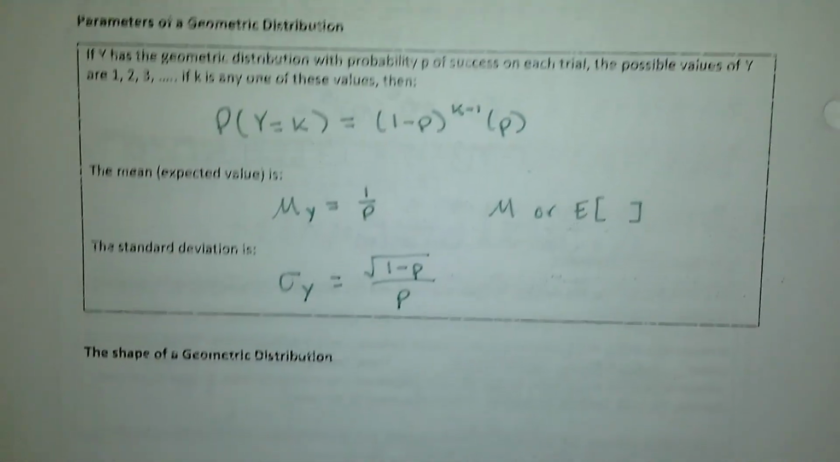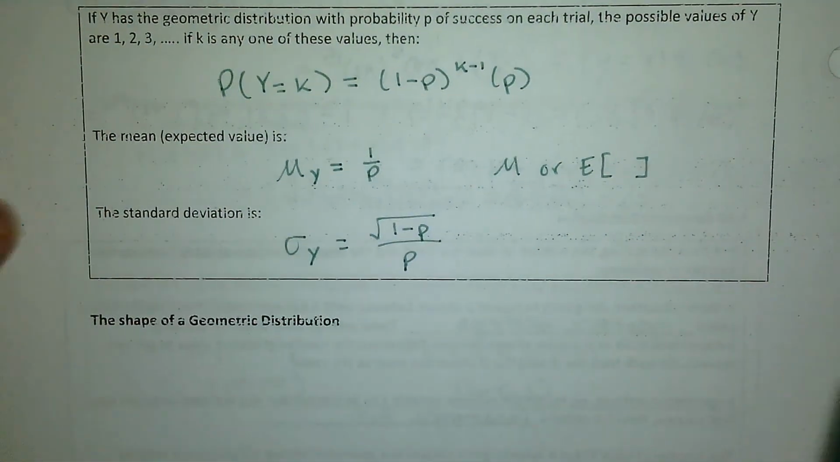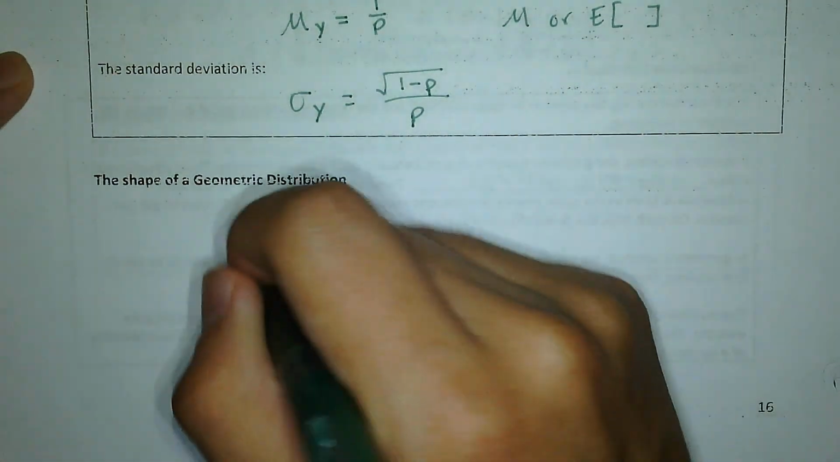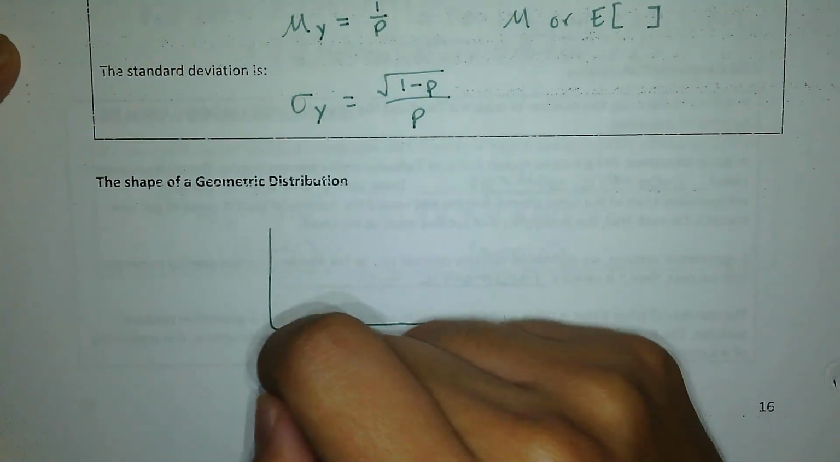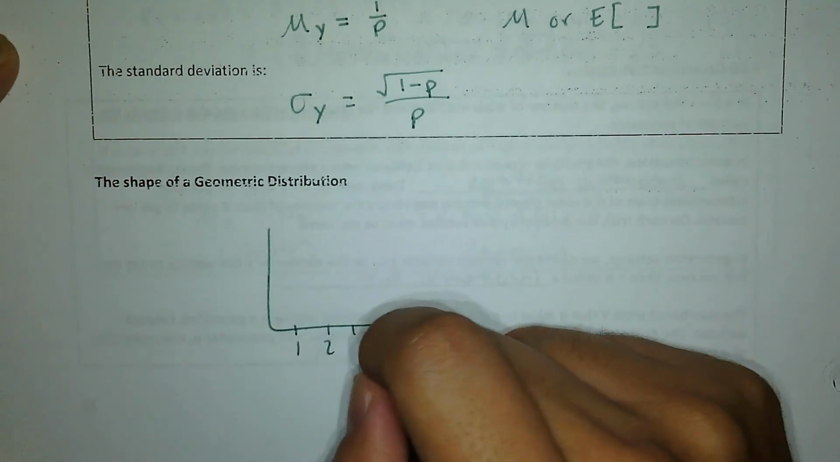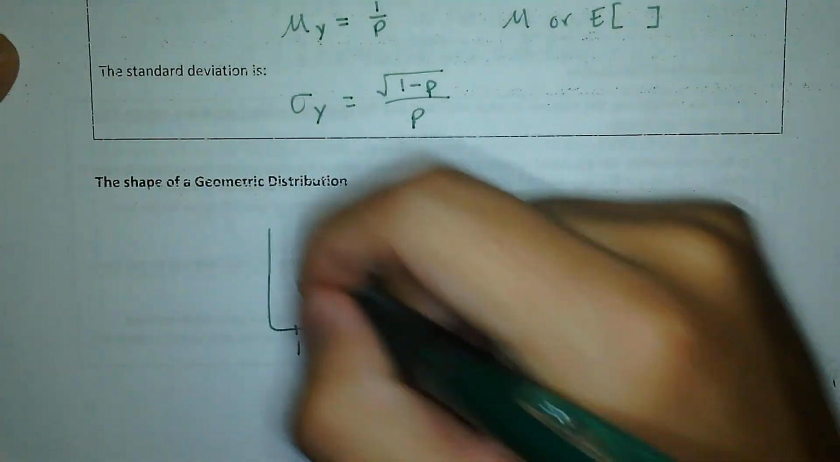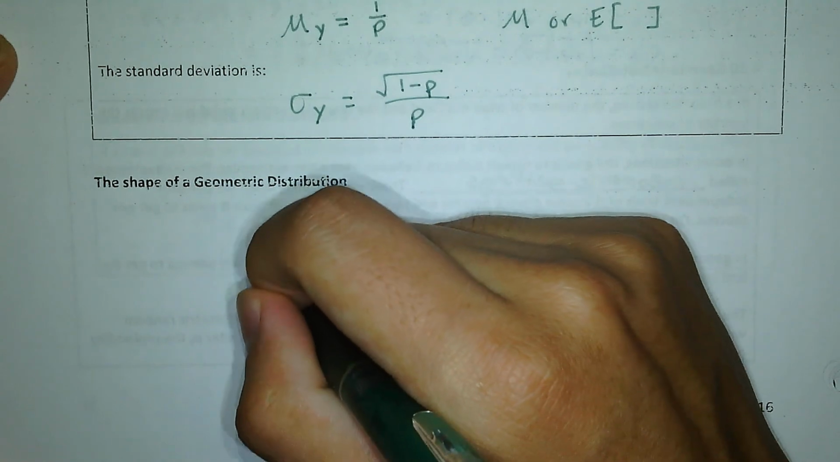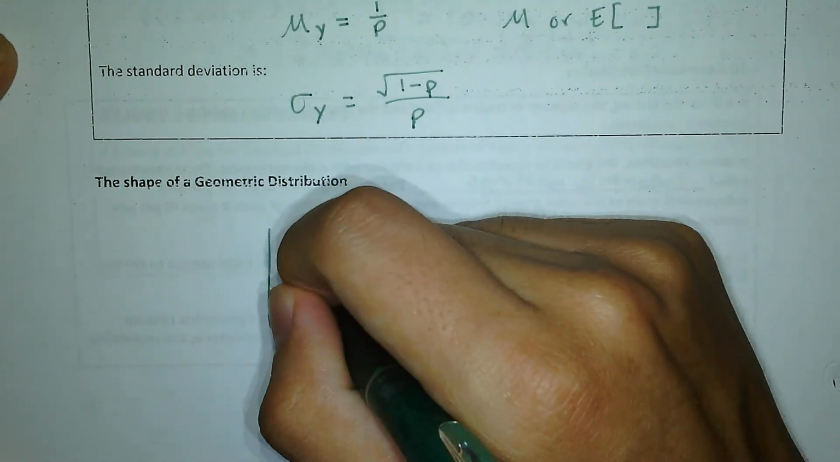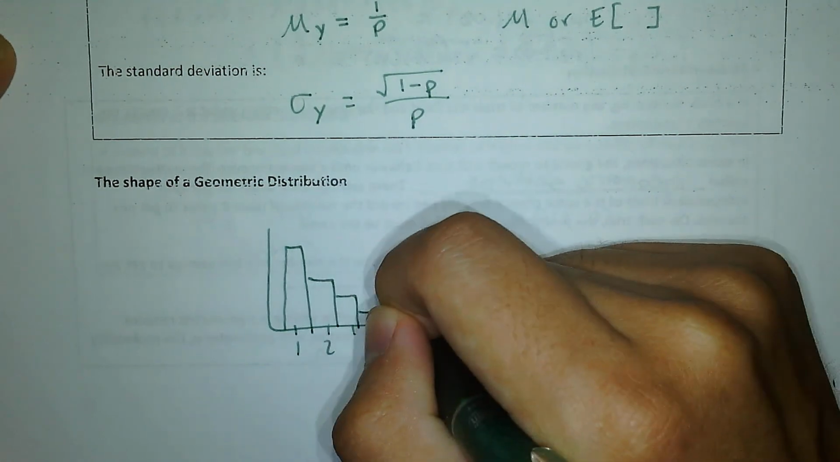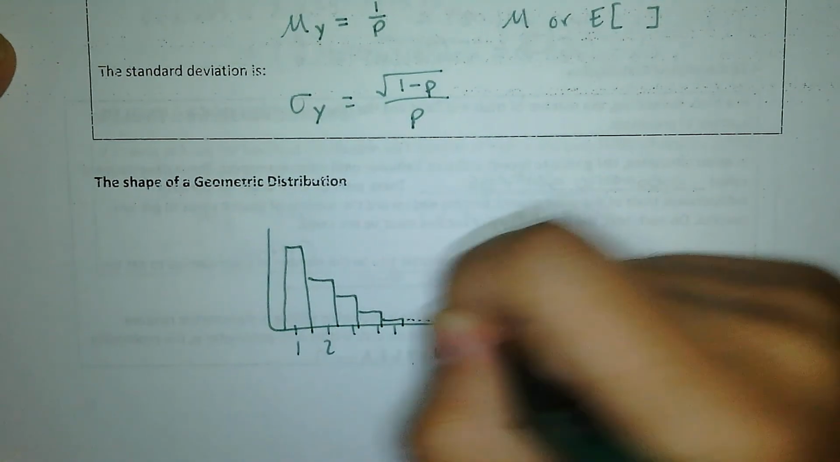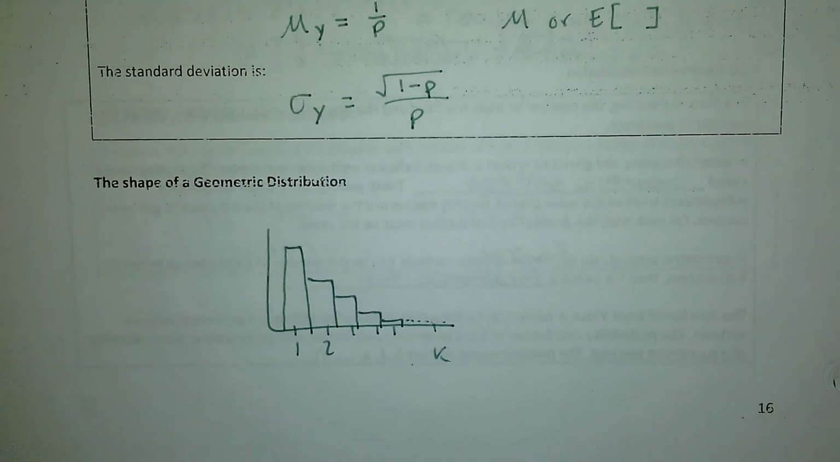And then lastly, notice that we don't start at 0 here. So when we look at the shape of a geometric distribution, it looks something like this. Perhaps at 1, 2, dot, dot, dot, all the way over to k. So perhaps from 1 we have some success here, and then 2 we have some success, and then 3, and then 4, and then 5, and so on. We just keep going until we have that first success.